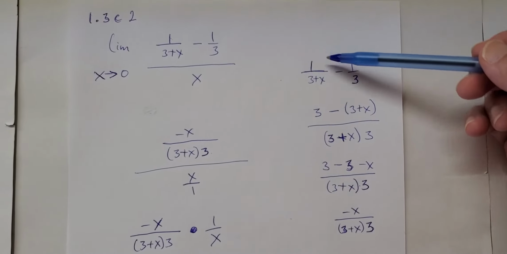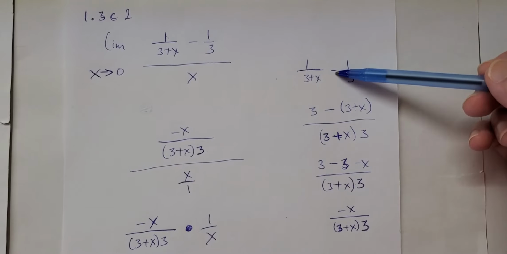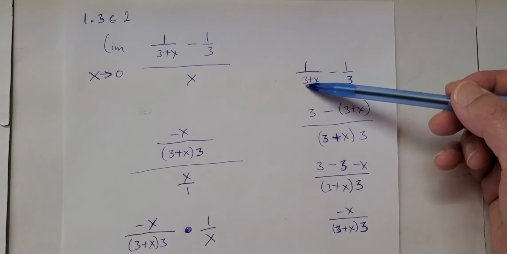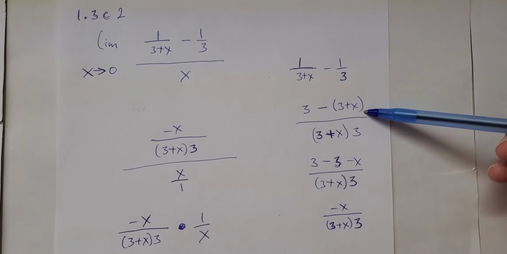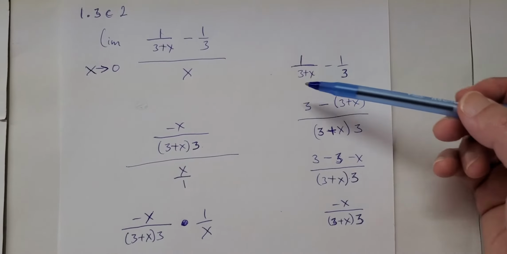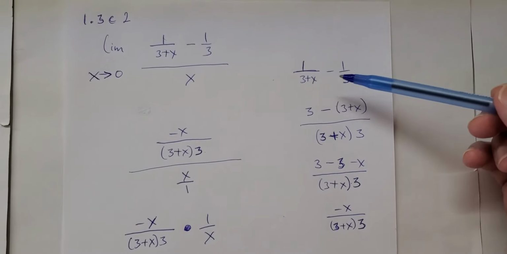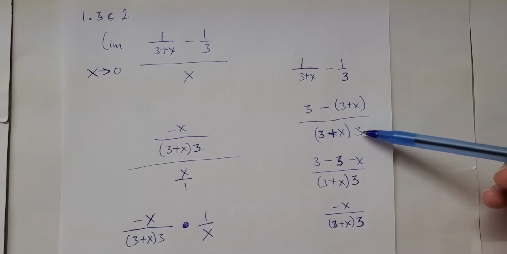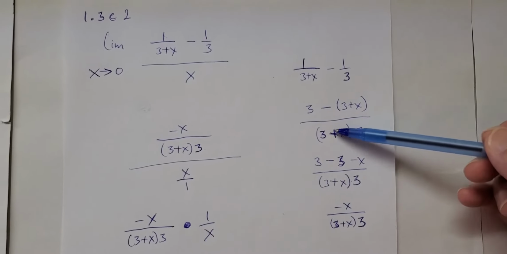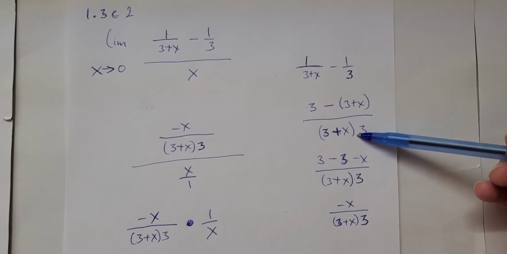So one more time. Cross multiply. 1 times 3 is 3. Don't forget the minus. 3 plus x times 1 is just 3 plus x. Make sure you put in parentheses. Under multiply. So 3 plus x times 3 is just 3 plus x in parentheses times 3. Don't distribute them out. Just leave them the way they are.